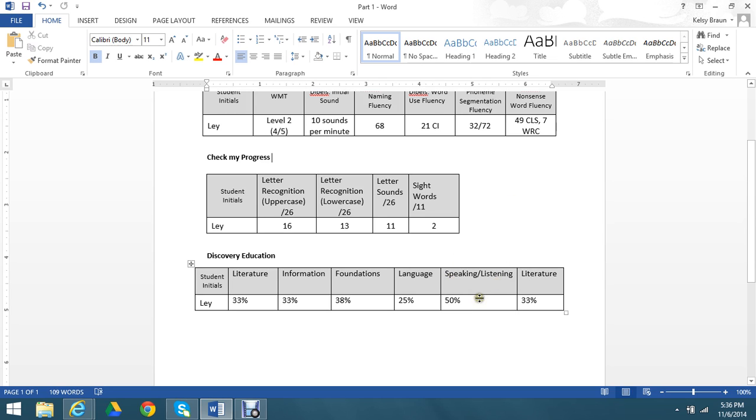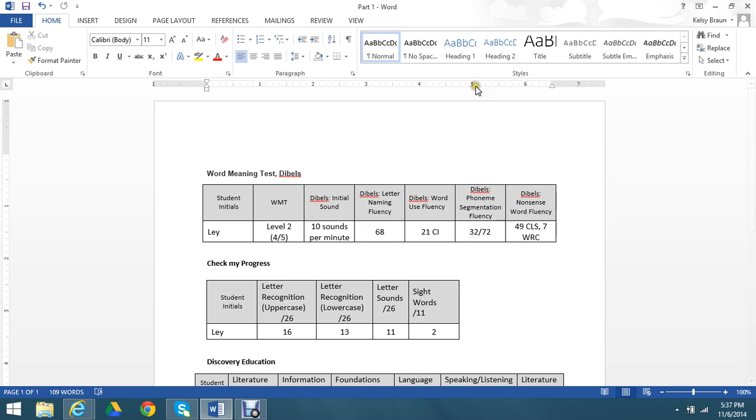Speaking and listening is being able to think and recall information that he heard in a story. If the story talked about a brown cat, then if a question was asked about what color the cat was, he was able to tell us or record on his paper that it was brown. So those are like recall questions that he listened to during the story. And then this box is just repeating, talking about the literature that he did, 33%. Last, we're going to go up to the word meaning test and Dibble's test, which is up here in these boxes.